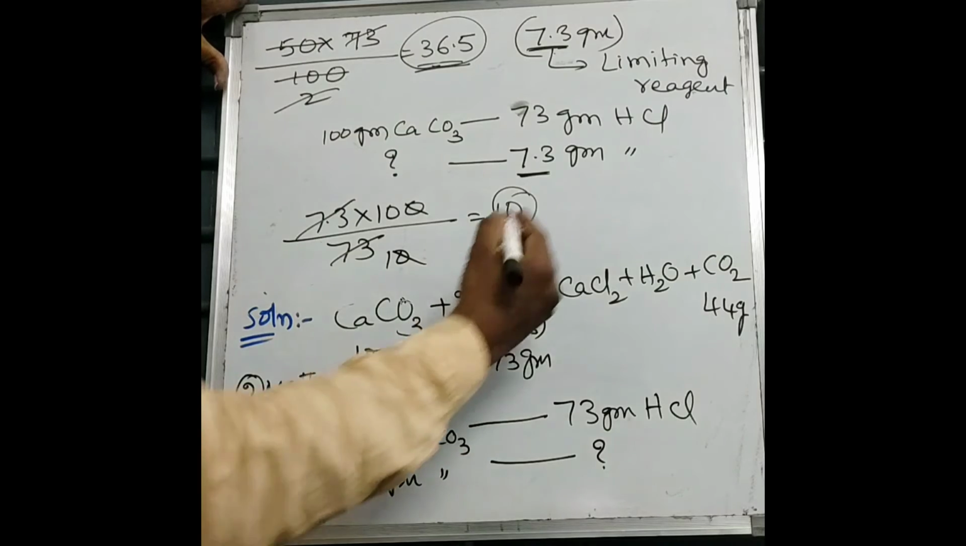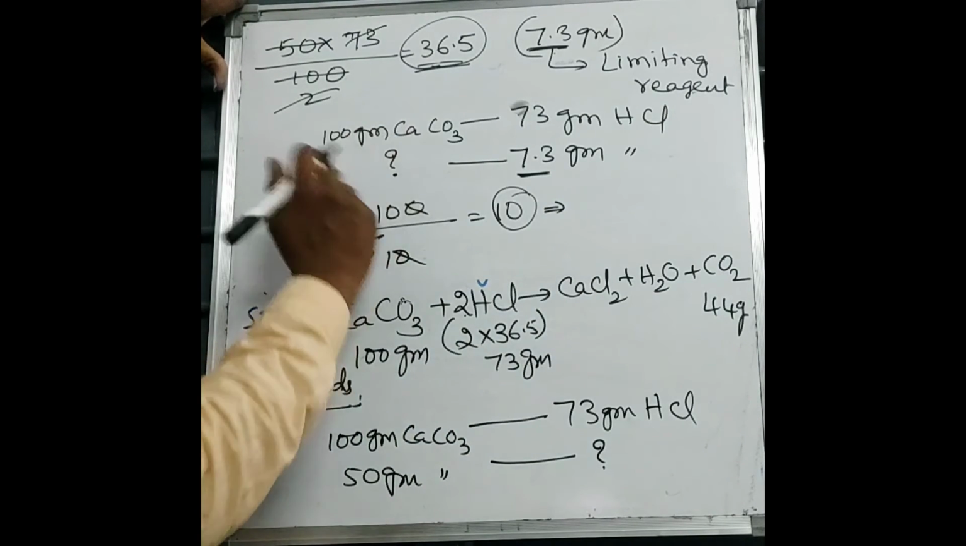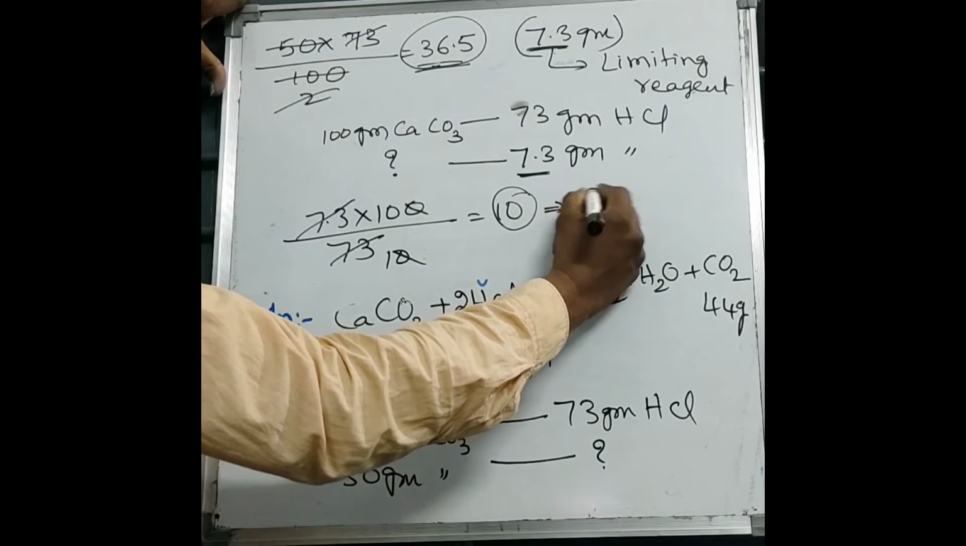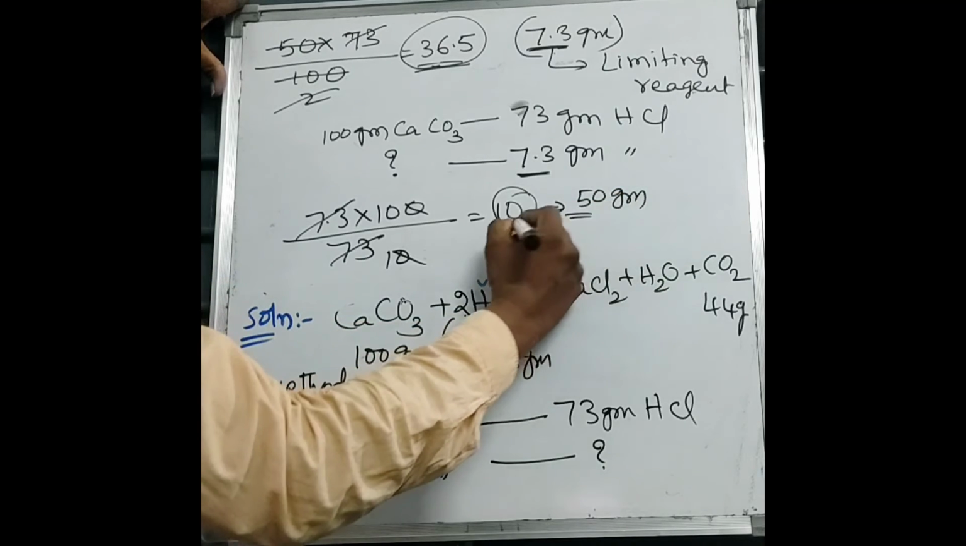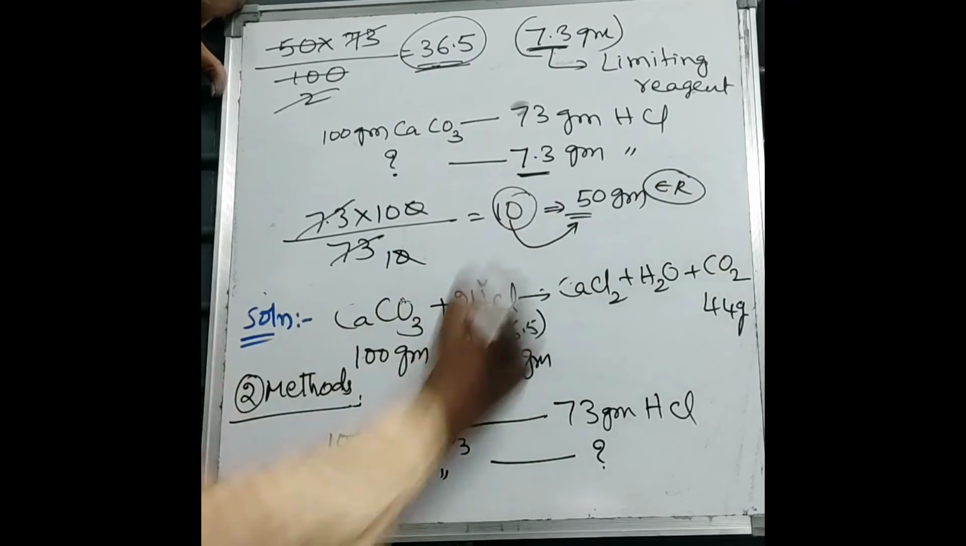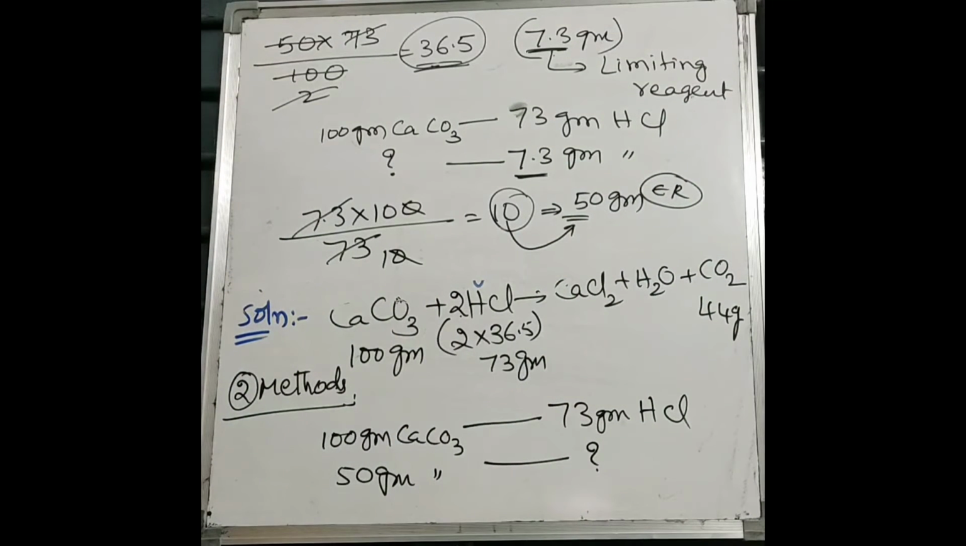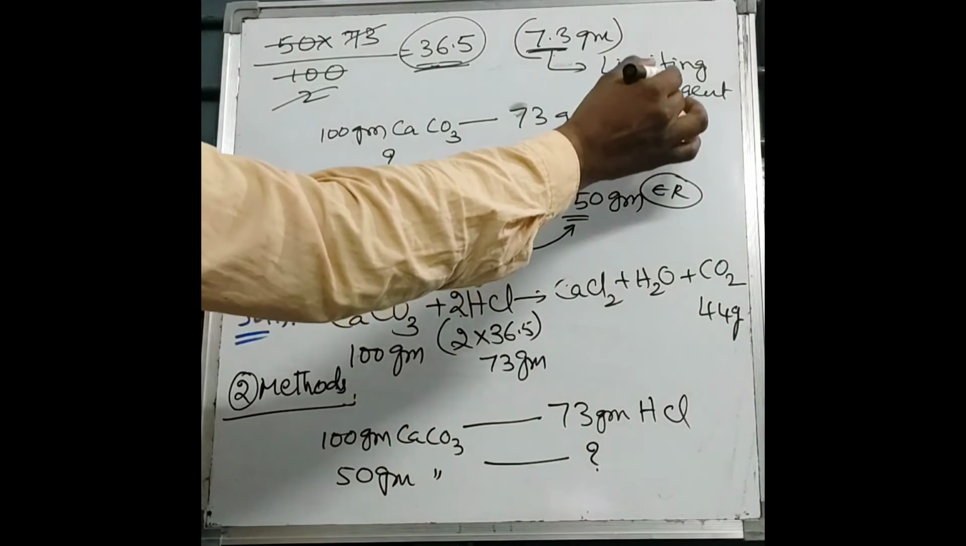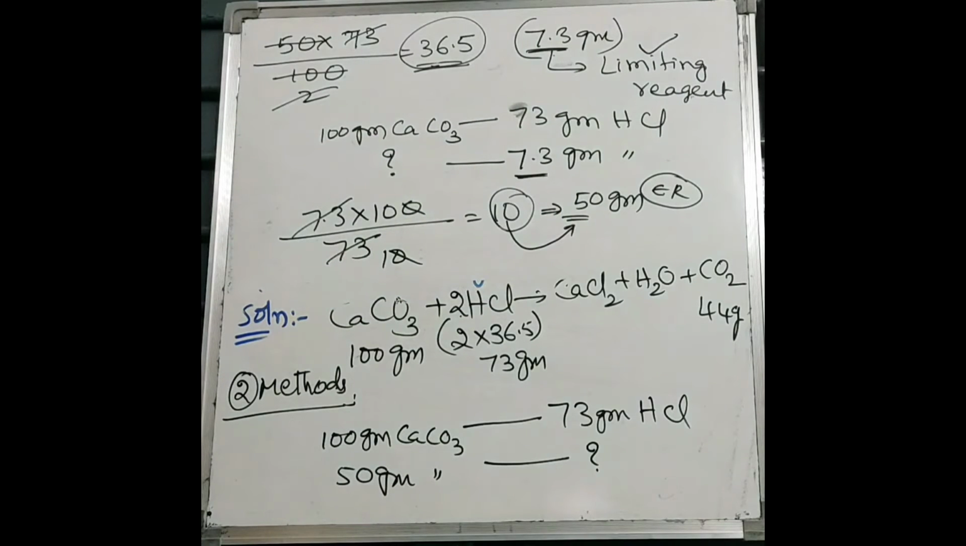But in the problem, how much is there? How many grams of calcium carbonate are there? 50 grams of calcium carbonate is there. So, when compared to this value, 50 is excess, so that it is the excess reagent. It confirms that HCl is the limiting reagent. The formation of product is based on the limiting reagent, that is HCl in this reaction.